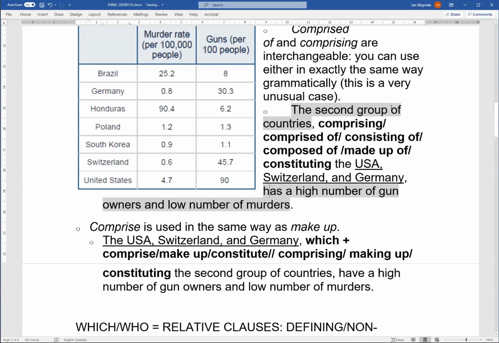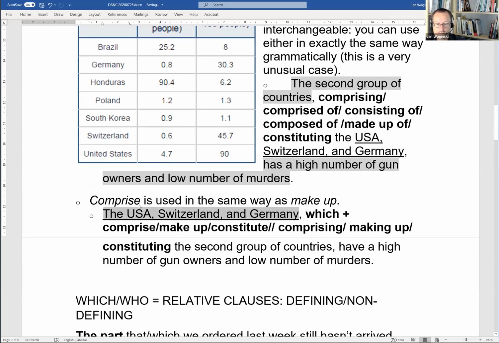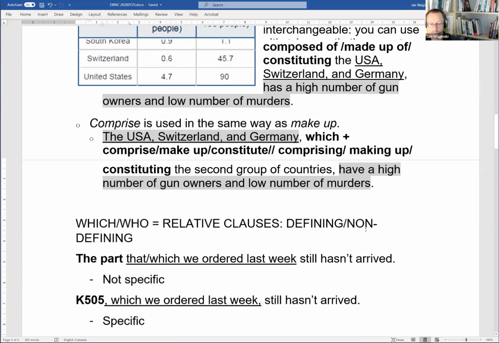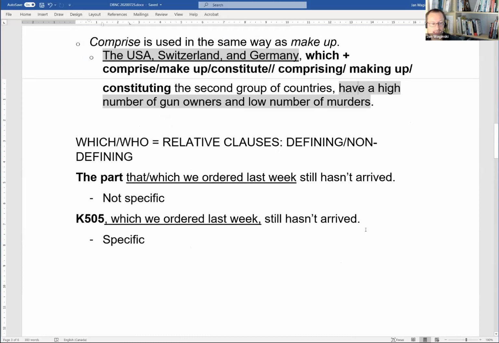Yeah, but down here you put have because of the USA. What's the difference with this one? Why does this one have have? Because of the USA, Switzerland, and Germany. Right, because it's three items and now it's plural. All right, so let's look at today's prompt if there are no questions about that.